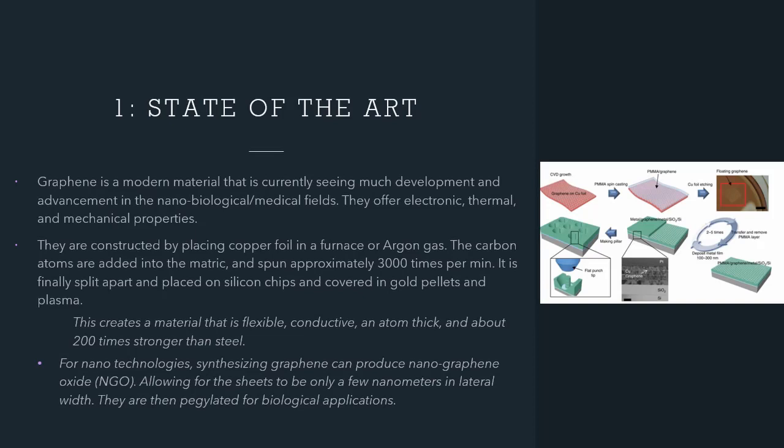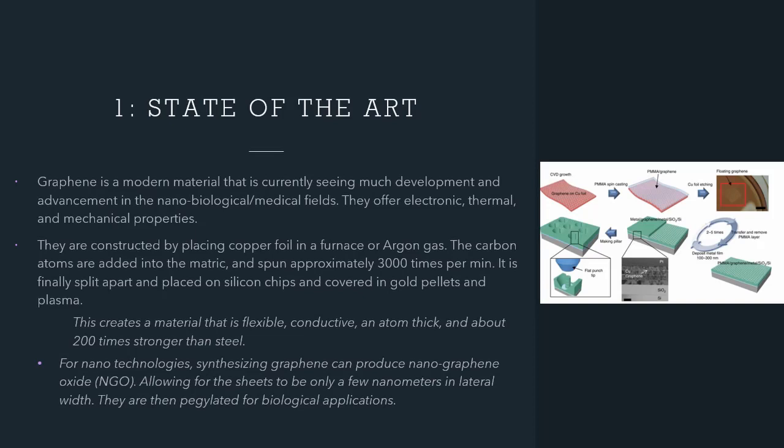They are constructed by placing copper foil in a furnace of argon gas. The carbon atoms are then added into the matrix. It is then spun approximately 3,000 times per minute. It is then finally split apart and placed on a silicon chip covered in gold pellets and plasma. To the right we can see an image that allows you to visualize the construction process, but I highly recommend looking into this yourself if you're ever curious.